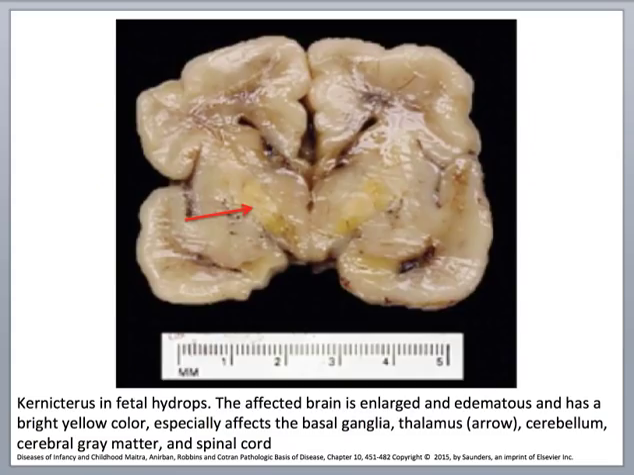Now, I believe I talked about this in the Brain Behavior and Cognition course, but this is just a review of kernicterus that is seen in fetal hydrops. The affected brain is enlarged and edematous and has a bright yellow color, especially involving the basal ganglia, thalamus, cerebellum, cerebral gray matter, and spinal cord.